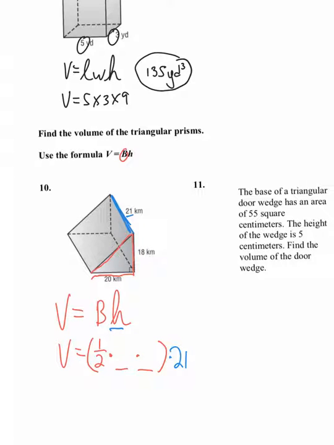Okay, so let's do the base. We have half times, we're looking at this red triangle here, half times 20 times 18. Okay, so check out in red. Half times 20 times 18 will get you the area of the base, and the blue 21 is the height of the prism. So then all you got to do is type that in. And if you do that, you should get 3,780 cubic kilometers. That would be a very big prism.